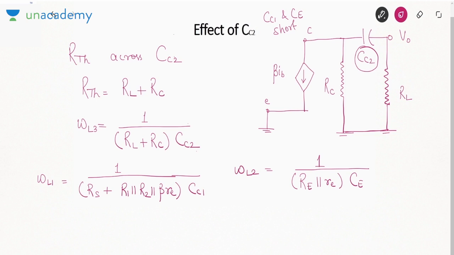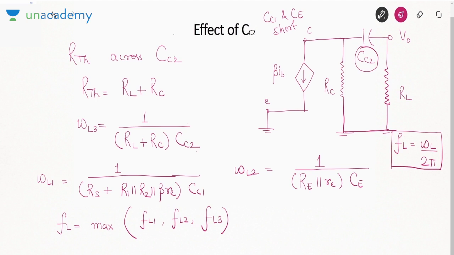Now, in your amplifier frequency response, I showed you only one cutoff frequency FL. Here we have three cutoff frequencies, omega L1, omega L2 and omega L3. So how do we find FL? FL is the maximum of FL1, FL2 and FL3. FL means nothing but omega L over 2 pi.